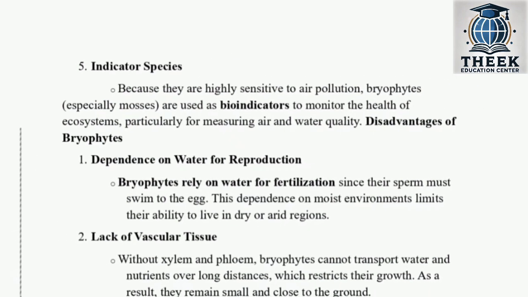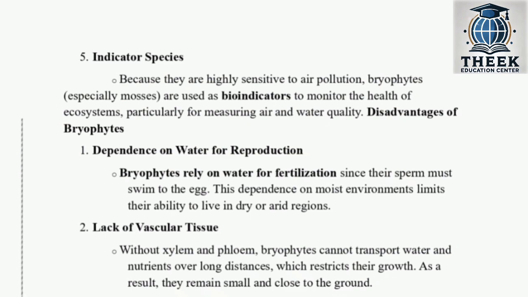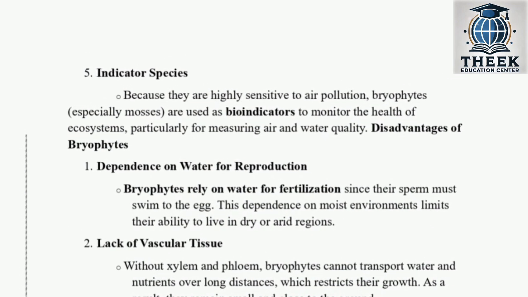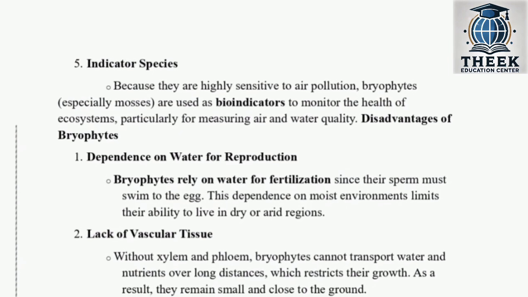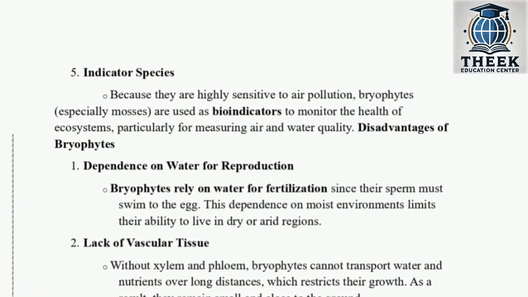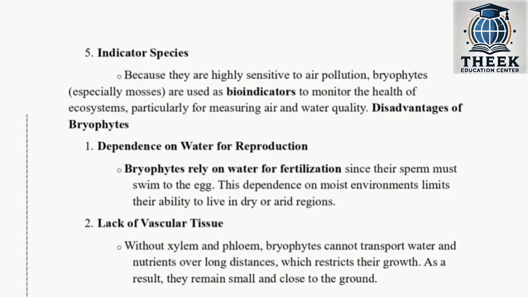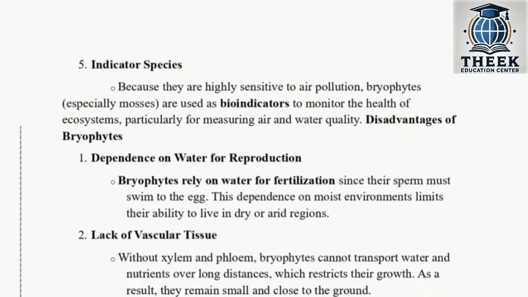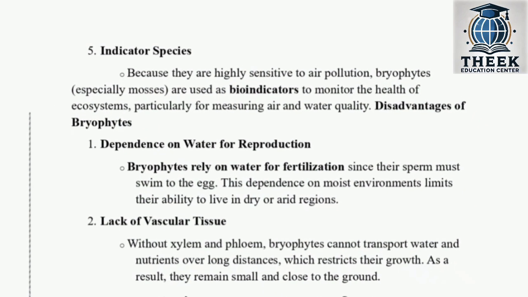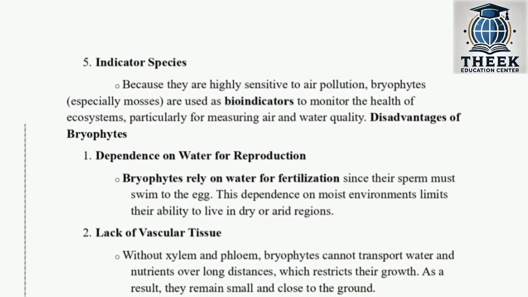The indicator species: because they are highly sensitive to air pollution, bryophytes, especially the mosses, are used as bioindicators to monitor the health of the ecosystem, particularly for measuring air and water quality. So they are used as an indicator species. They are able to indicate the type of soil and the environment of that particular region, due to their characteristic to absorb water and other factors.